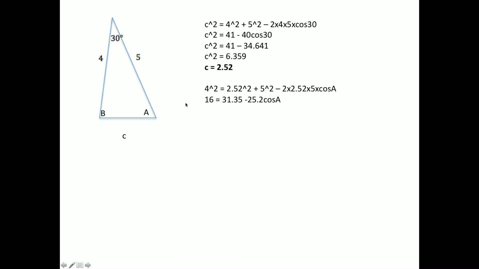So if we simplify that, you'll get 16 equals 31 plus 31.35 minus 25.2 cosine A. The next step is to subtract the 31.5 from the right side and bring it over to the left. So now you have negative 15.35 equals negative 25.2 cosine A. Then you divide both sides by negative 25.2, and you end up with, I simplified it a little bit.